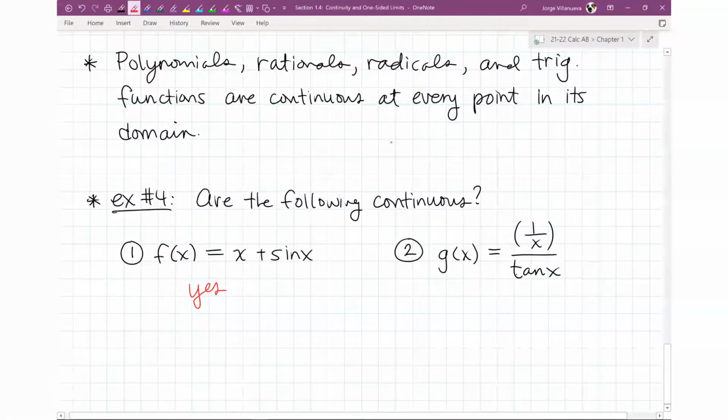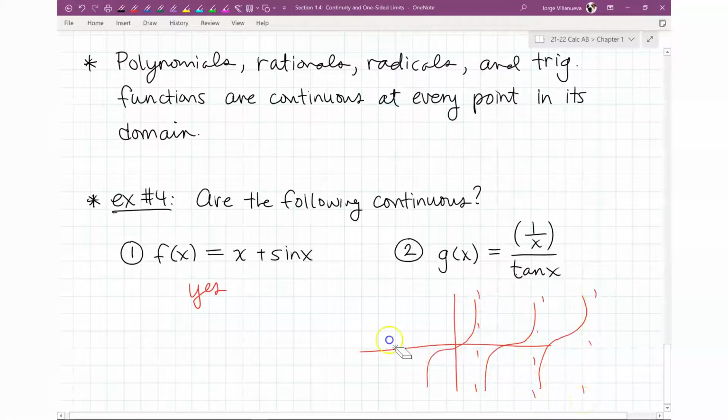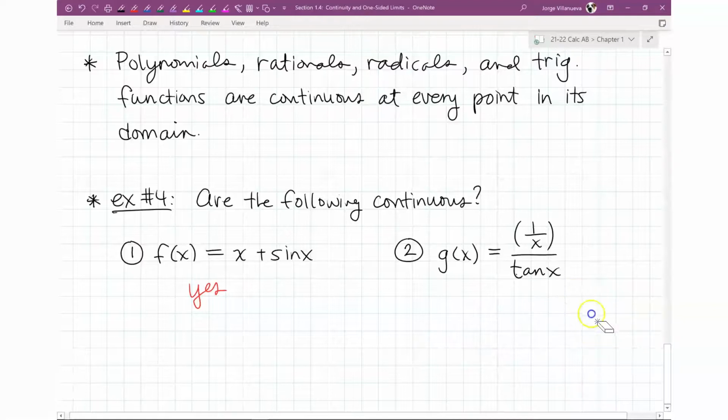No. Is tangent of x considered a continuous function? It's actually not. You guys remember the graph for tangent? It goes like this. And there's a bunch of breaks. Actually, I think I just drew cotangent. But there's a ton of breaks right there. So for this it would be a no. Both of these are not continuous. So they're not going to magically become continuous by dividing two discontinuous functions. Okay?